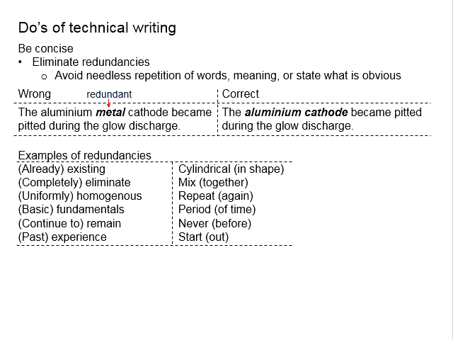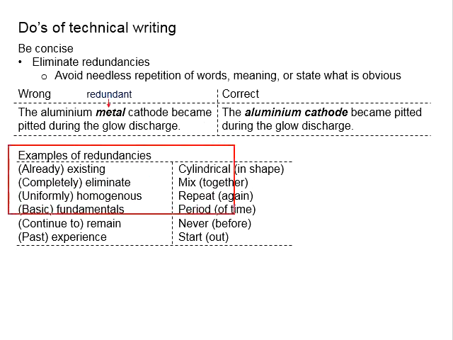The aluminium metal cathode became pitted during the glow discharge. The word metal here is redundant, as it is obvious aluminium is a metal. Even if you remove this word metal, it will not alter the meaning, neither will it discount the information to be given to the reader. Therefore, you may correct the sentence by removing the word metal.